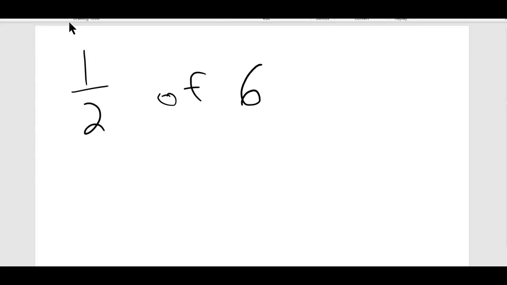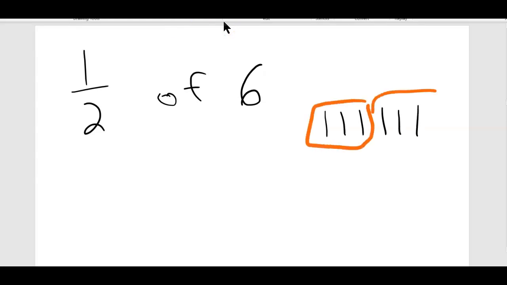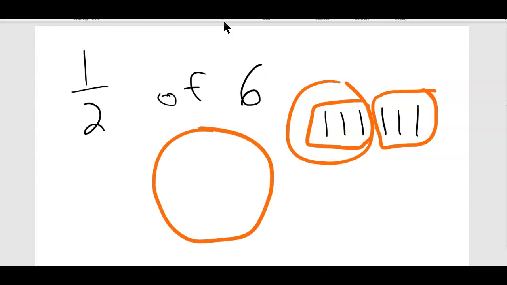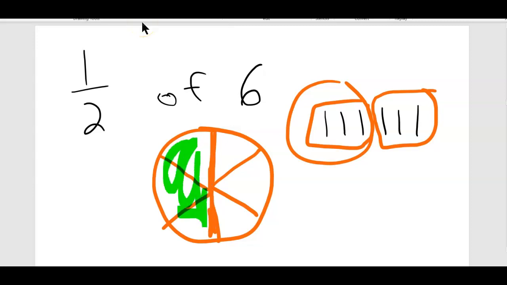Well, we know if you take 6 things, 1, 2, 3, 4, 5, 6, divided in half, you have half on this side, half on this side, that half of it is 3. Or you can take a pizza and cut it into 6 slices. This is not easy. I always have trouble with this. Ah, there it is. And so if you cut it into 6 slices and you take half of it, it's 3! 1, 2, 3 slices. Okay, so we get the idea.